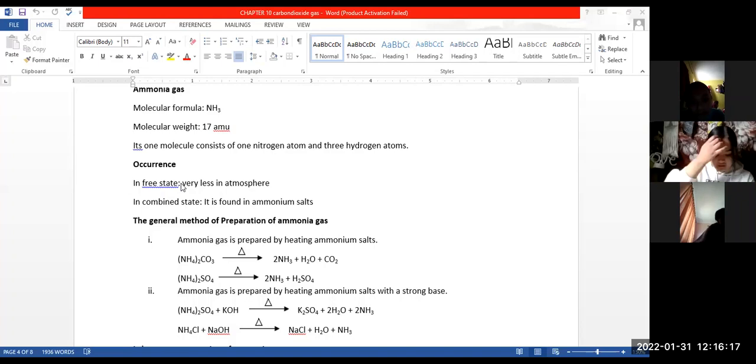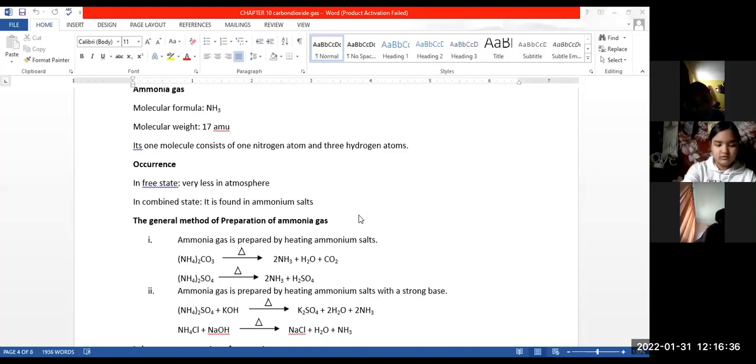In free state it is found very less amount in atmosphere, and in combined state it is found in ammonium salts like ammonium nitrate, ammonium sulfate, ammonium nitrite, and other ammonium salts.